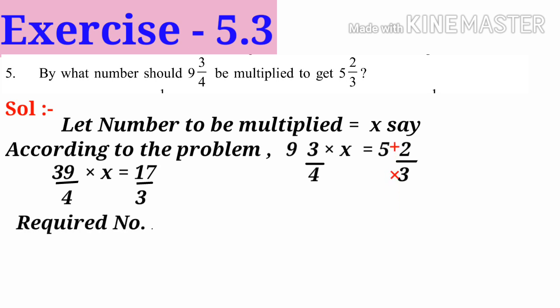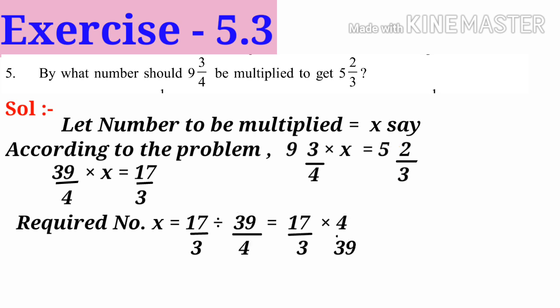17/3. So required number x is equal to 17/3 divided by 39/4, that is 17/3 into reciprocal of 39/4 is 4/39. So in the numerator 17 into 4 is 68, in the denominator 39 into 3, that is 117.